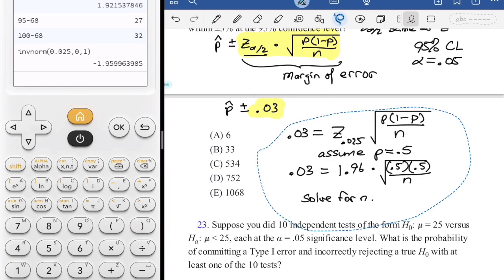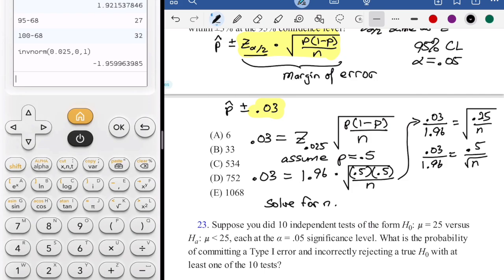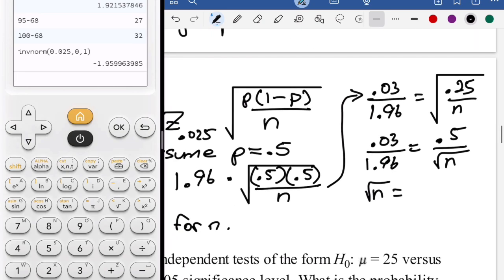I'm going to jump to the calculator a little bit, but I can take the 1.96 and divide it out of both sides. So 0.03 over 1.96 is equal to the square root of 0.25 over N. The square root of 0.25 is 0.5, so I can do that too. So 0.03 over 1.96 is equal to 0.5 over the square root of N, using proportion magic from Algebra 1 and geometry. Cross multiply, cross group if you want.